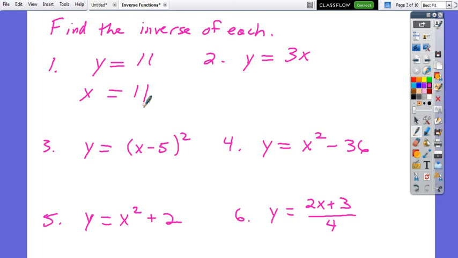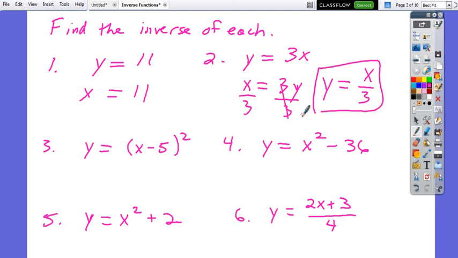All right, number 2, y equals 3x. So first step is what? Swap them. So x equals 3y. And then solve for y. What's the first and only step to solve for y? Divide by 3. So y equals x over 3, or you could say 1/3 x. Now, again, be careful because we really need to understand, and we want people to understand, that it's the inverse. The inverse is equal to x over 3.